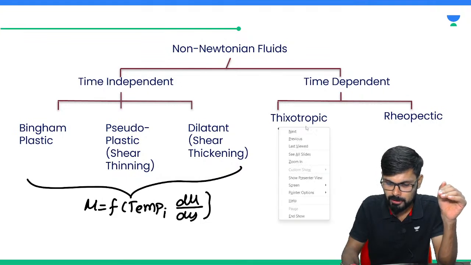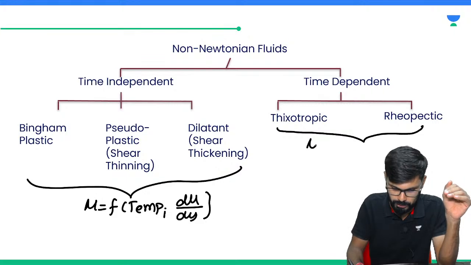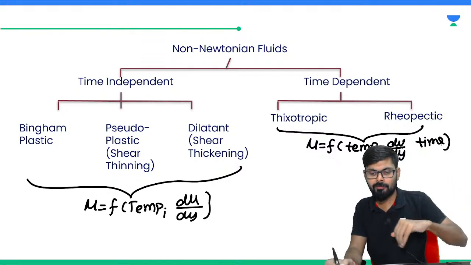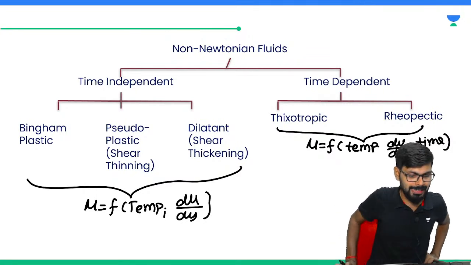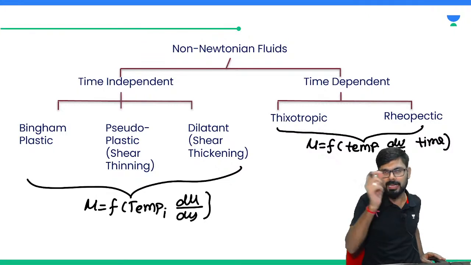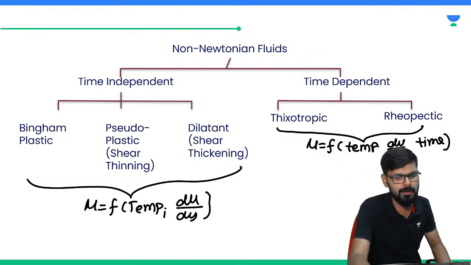Similarly here, mu is a function of temperature, du by dy and time. So when we define thixotropic and rheopectic, which are time dependent, two variables will be kept constant, temperature and du by dy. We will define it for variation of time. Just wait, I will tell you.